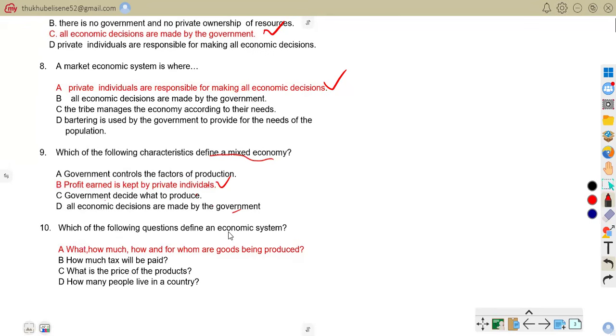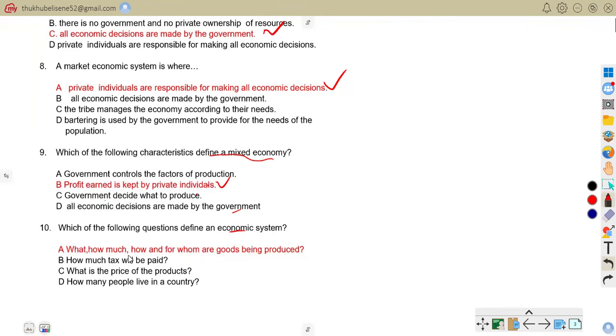Which of the following questions define the economic system? A. What and how much, how and for whom are goods being produced? B. How much tax will be paid? C. What is the price of the products? D. How many people live in a country? The correct answer is A.